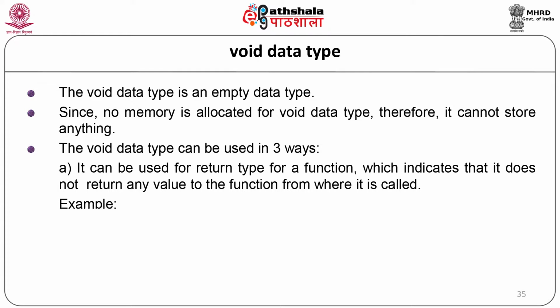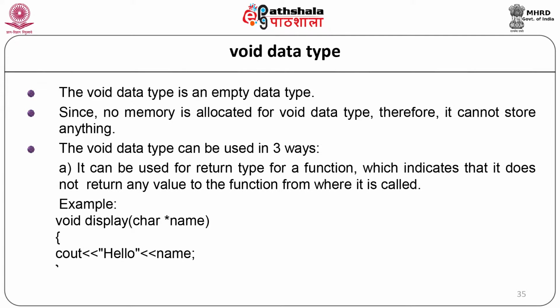Example, the return type void, name of the function as display, and it takes the argument as char star name. Opening braces, cout hello and the value of the name on the screen, closing bracket. In the above code, when the function is executed, it displays only the name, but it does not return any value to the function from where it is called. Therefore, the return type is void.